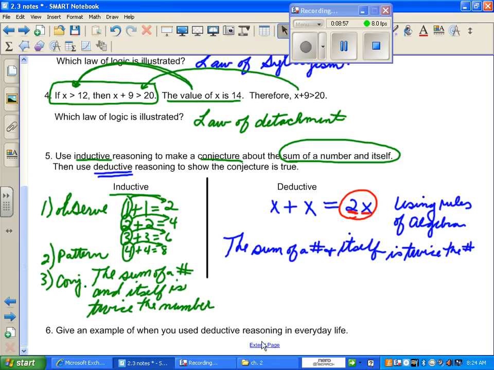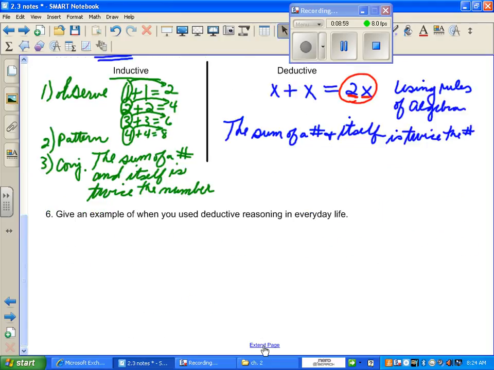Okay, let's go on to number 6. It says to give an example when you use deductive reasoning in everyday life. When you use or used. Let's see. What's been going on for you? You have to say, here's a deductive reasoning. You have P implying Q. We have to say 2 parts.